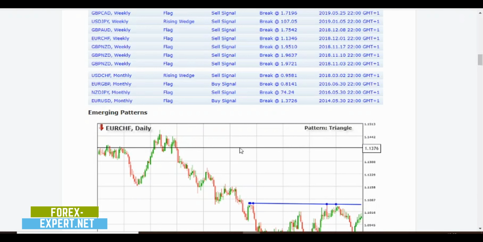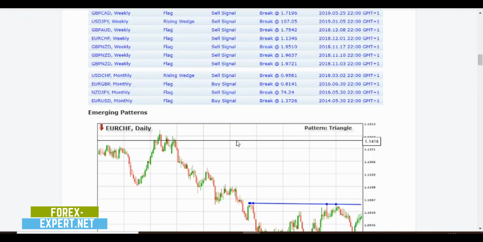We have a triangle, and every morning, once you wake up, you open Forex Trendy, you check out the emerging patterns, do your considerations, and see if the emerging pattern is good or not. And if the price breaks through the pattern, then you decide whether to enter or not. You will receive, of course, an alert.